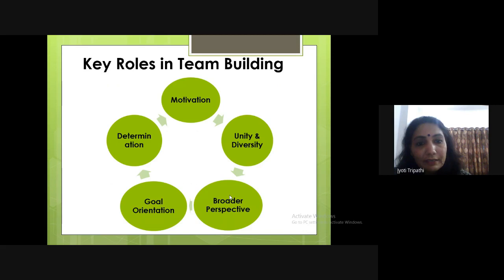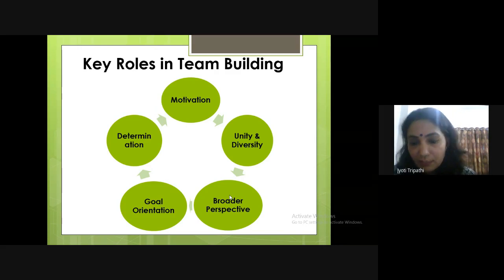Key roles in team building. We have already discussed the key actions. Now, key roles, where the inductive as well as the deductive approach comes in. So: determination, motivation, unity and diversity, goal orientation, and broader perspective. When we talk about determination and motivation, according to me it should be the inductive approach, but both approaches, inductive and deductive, that is, specific to general and then general to specific, are going to work when we talk about team building in terms of determination and motivation.